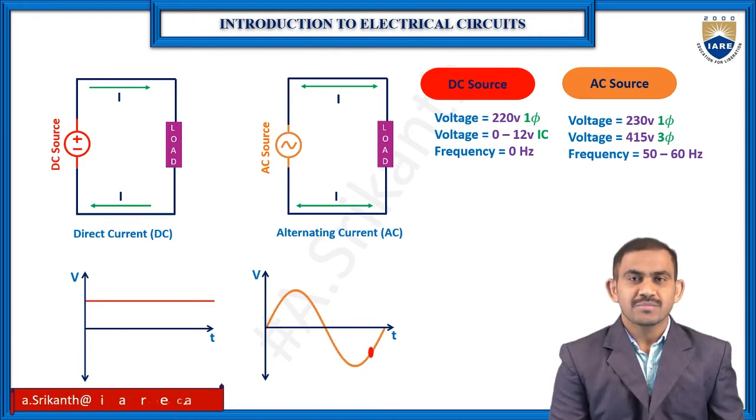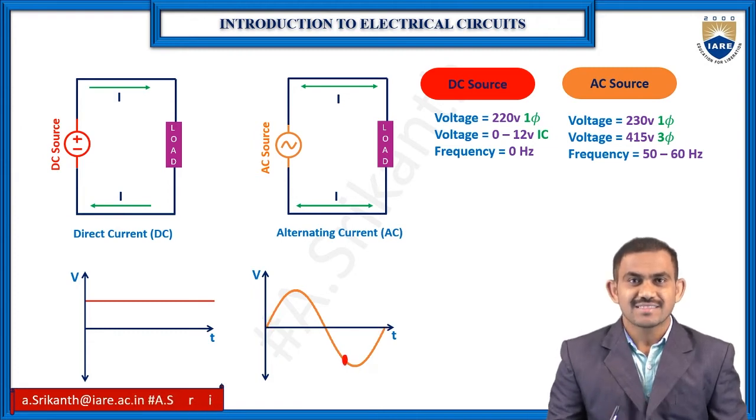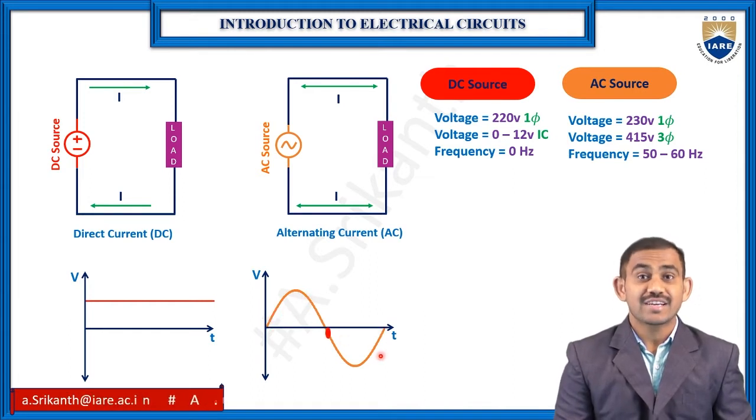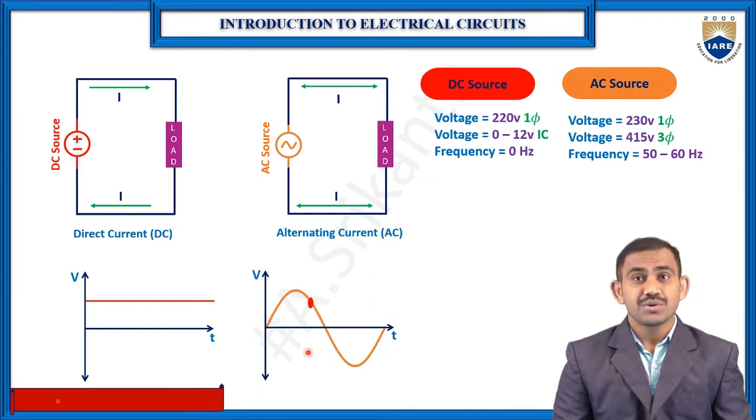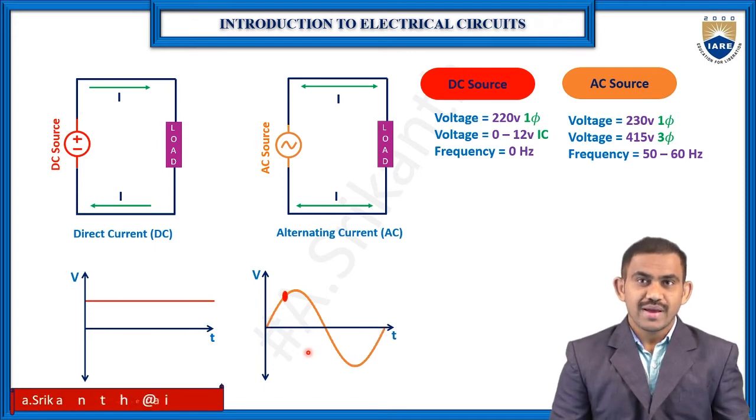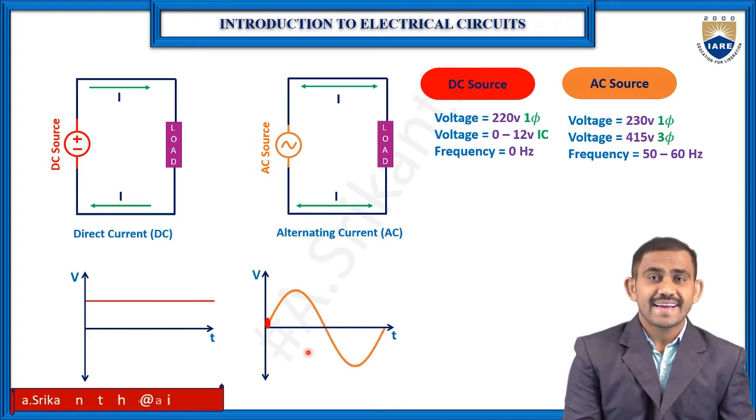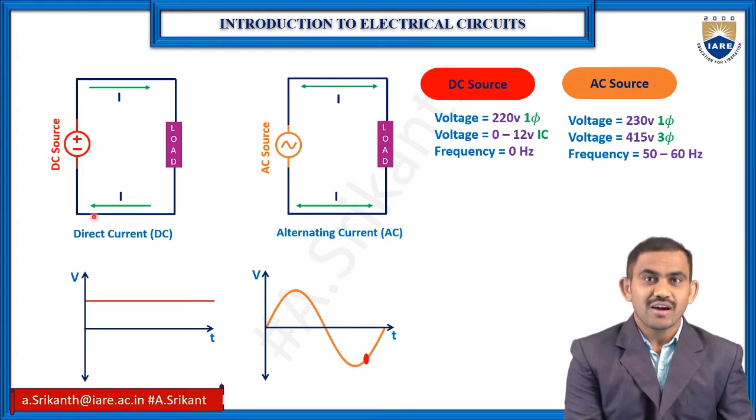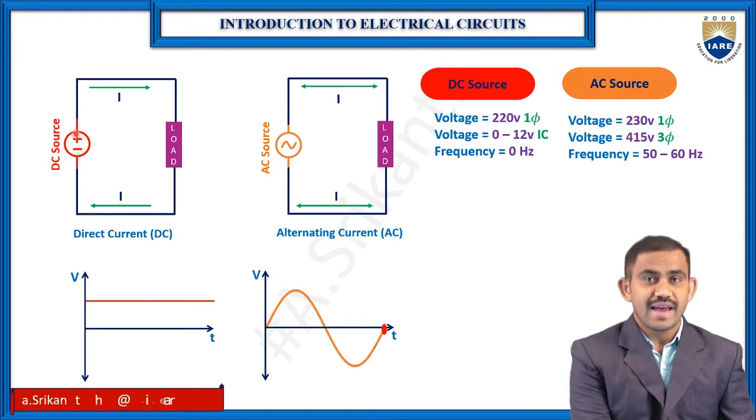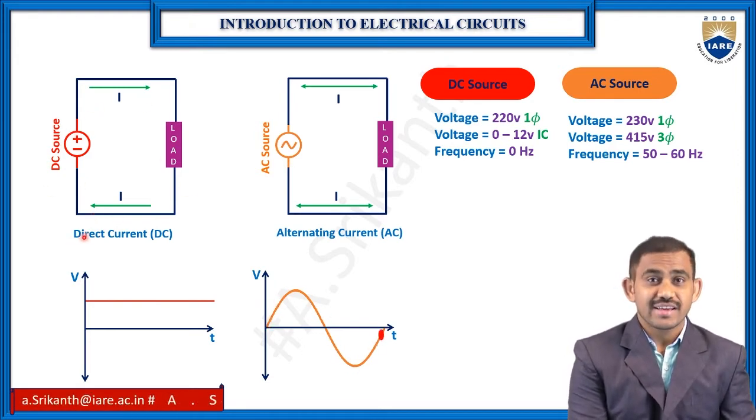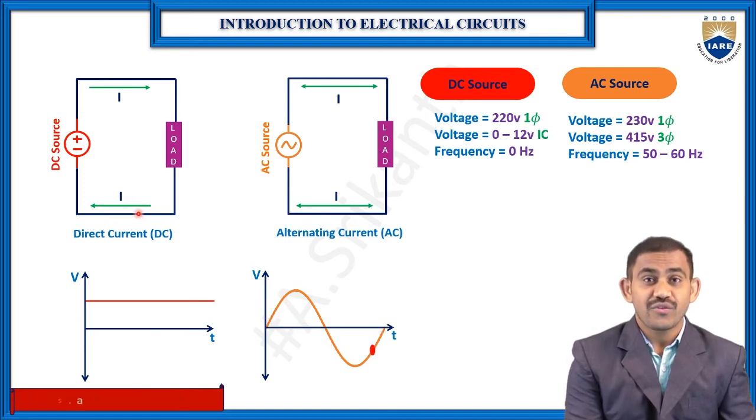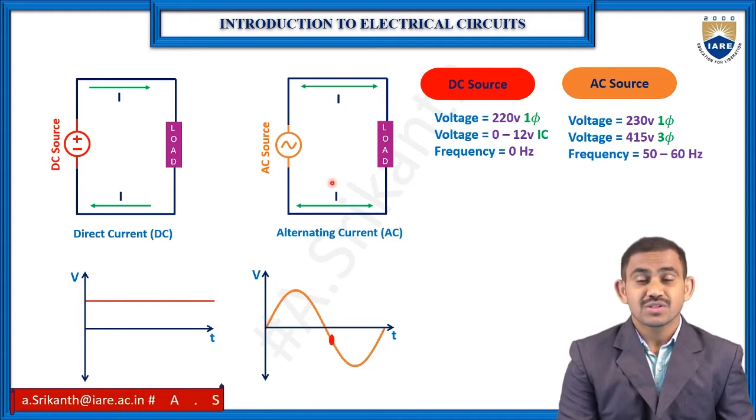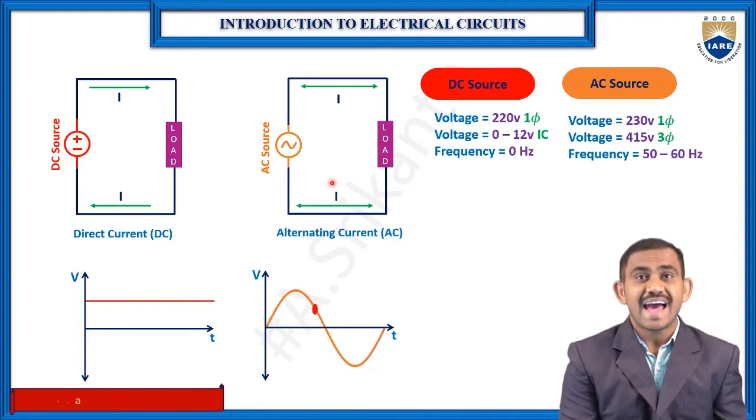Now coming to waveforms, in direct current, it is a straight line. Coming to AC, we have positive and negative peaks, so positive half as well as negative half. Now observe the diagram. In a DC source, we have positive and negative terminals, and the direction is only one direction. Coming to AC, we have phase as well as neutral, and the current direction is both sides. So that is the main difference between AC and DC.